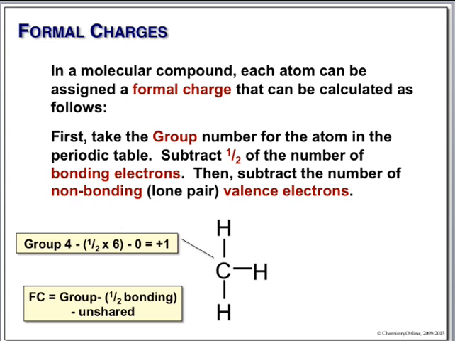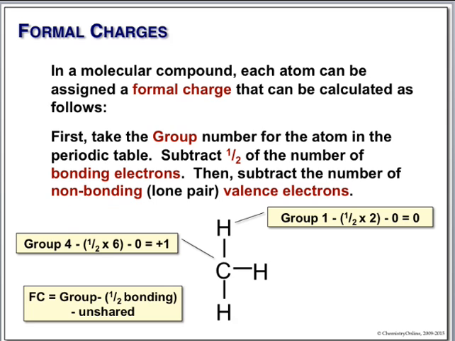Carbon is in group 4. We have 2, 4, 6 electrons around it. Take half of those, subtract them. We have no unshared pairs, therefore this carbon is +1. Very simple little formula, very simple exercise. Let's do it on a whole molecule. Oh, hydrogen, group 1, we have one covalent bond here, so half of 2 electrons, that's 1, minus 1. Hydrogens here are 0.